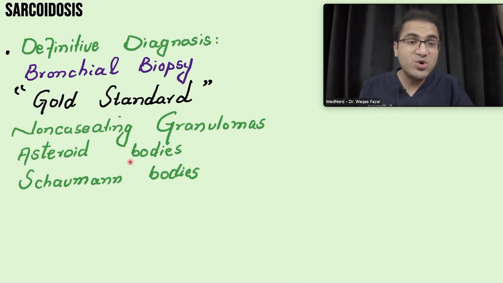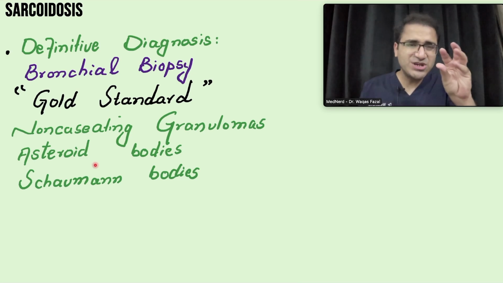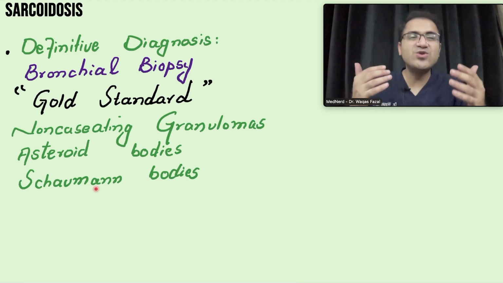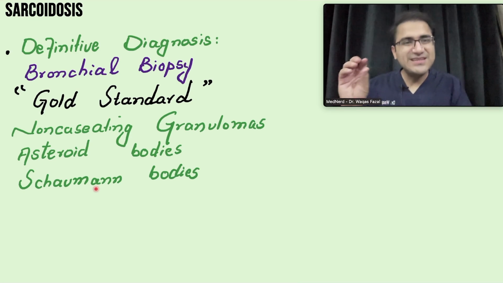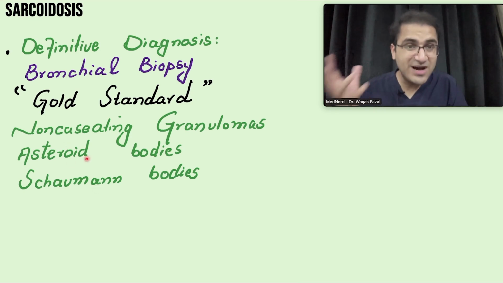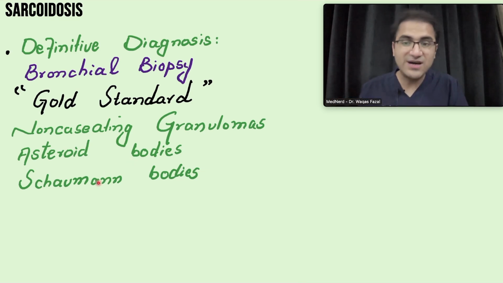With that, asteroid bodies. Asteroid bodies are star-shaped bodies that are seen in these giant cells. Schaumann bodies are also inclusion bodies that are seen in these giant cells. You just need to remember their names so that whenever these names appear, you do not get confused. But still, there is investigation going on as to what exactly these asteroid bodies and Schaumann bodies are.